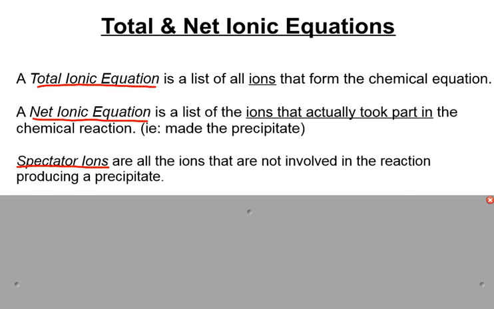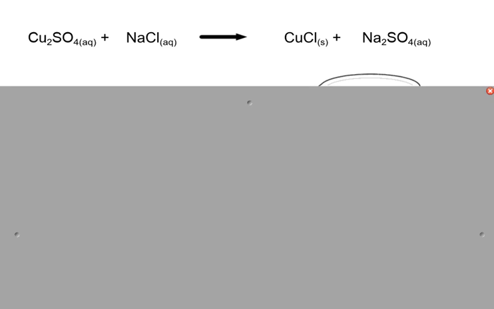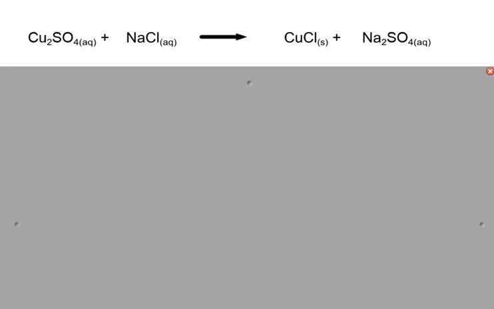So let's look at some examples now. Here is an equation that you probably remember from Unit 2. So I've got copper sulfate and sodium chloride gives me copper chloride and sodium sulfate.